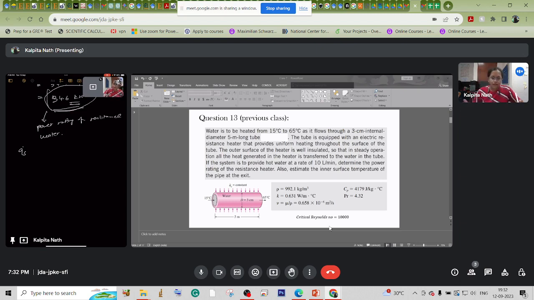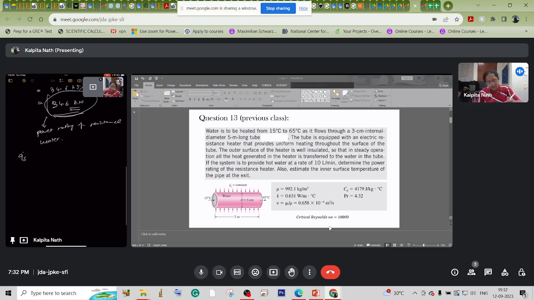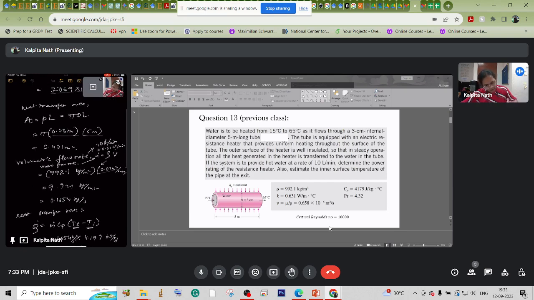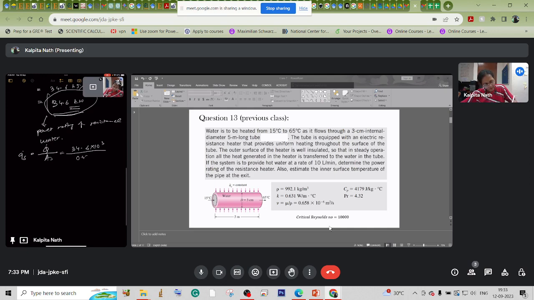How we can calculate, like we already know the heat transfer rate, so from that we can calculate easily the surface heat flux. So that will be Q dot upon the surface area. So Q dot is 34.6 into 10 to the power 3 upon surface area we have already calculated as 0.471 meter square. This will be what? This is 73.46 kilowatt per meter square.